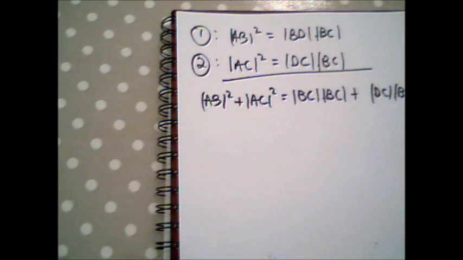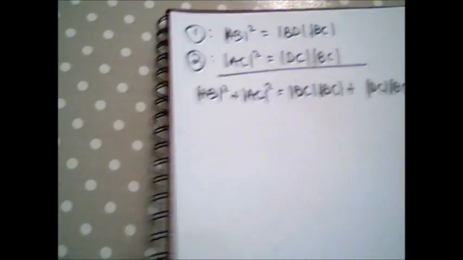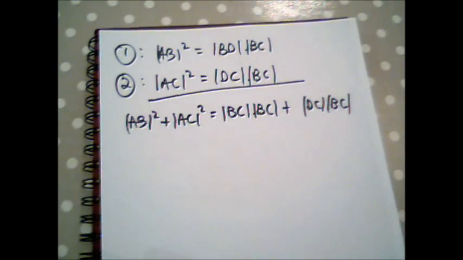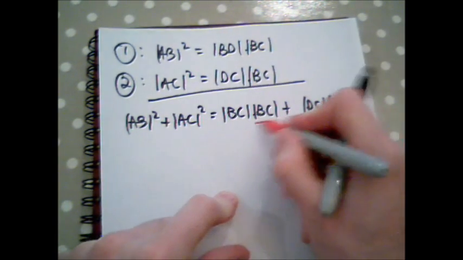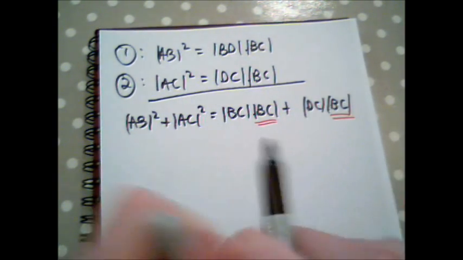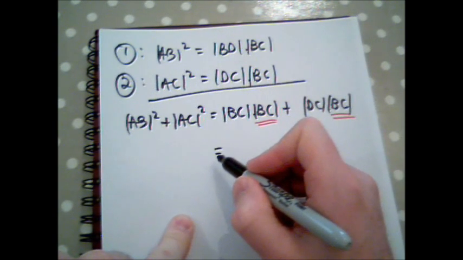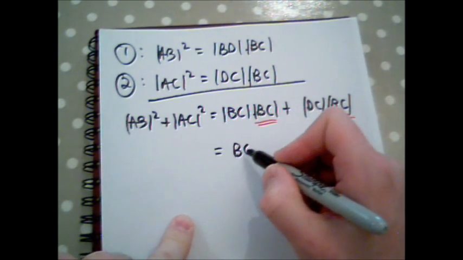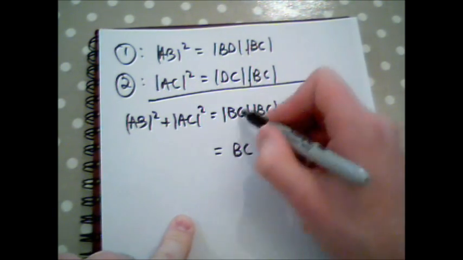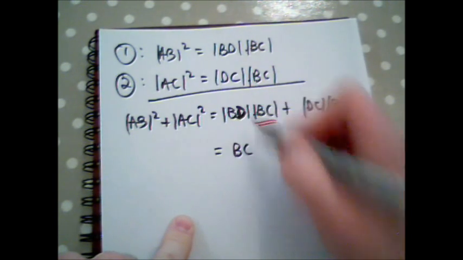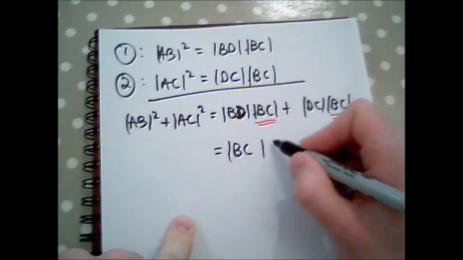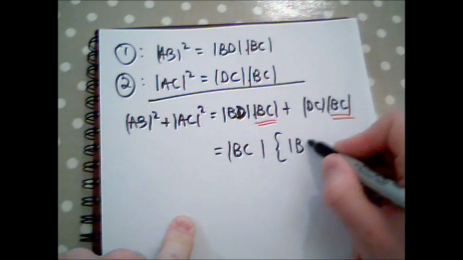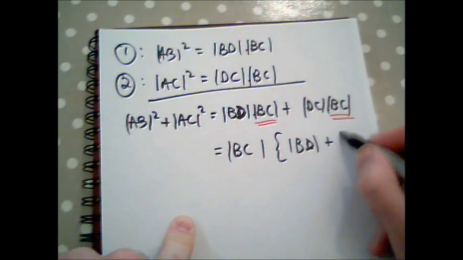Alright, now looking at the right hand side, difficult to see there, so let's move that over a bit. Looking at this right hand side, you can see that they have a BC in common. So let's factor out the BC. I've taken that down wrong, haven't I? That should be BD, sorry. So we've BC times BD plus DC.